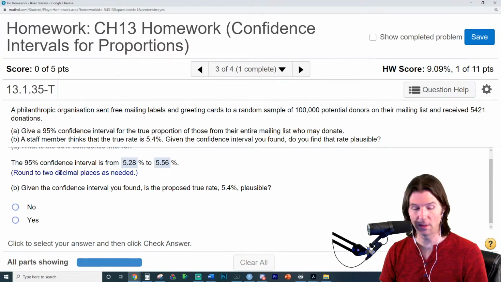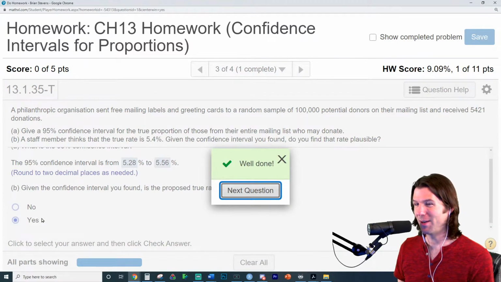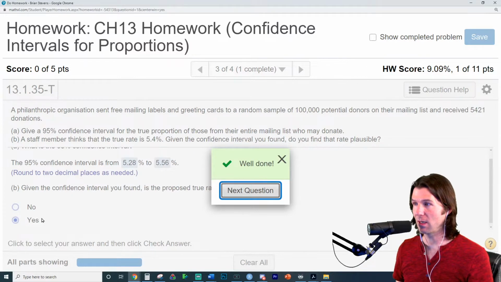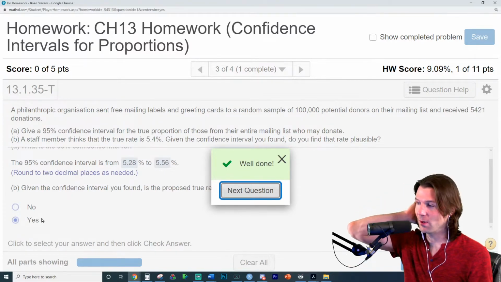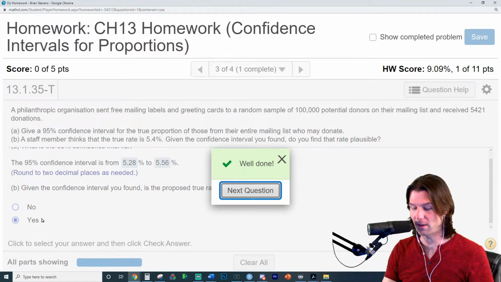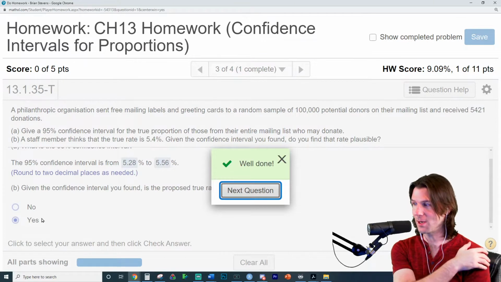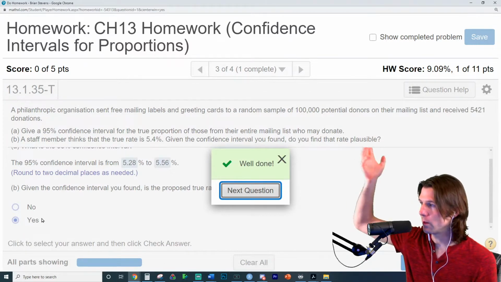So since 5.4 is in the interval, I believe it, because I think the true proportion of people who will donate, or rather, I am 95... Yeah, great job, Claire. I am 95% confident that the true proportion of people who will donate to this campaign is contained in the interval 5.28 to 5.56%. If it was a written test, I would make sure everyone would be saying it in class. I'd be like, you need to say it, and you need to say it, and you need to say it. So I am 95% confident the true proportion of people who will donate to this campaign is contained in the interval 5.28 to 5.56. And that's an interval we created from our sample right there.